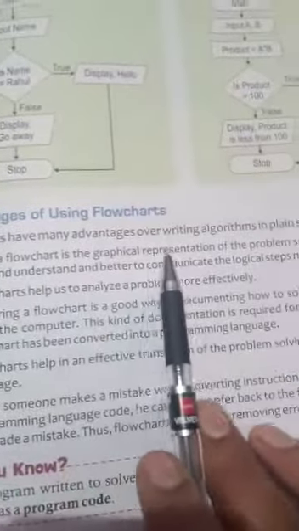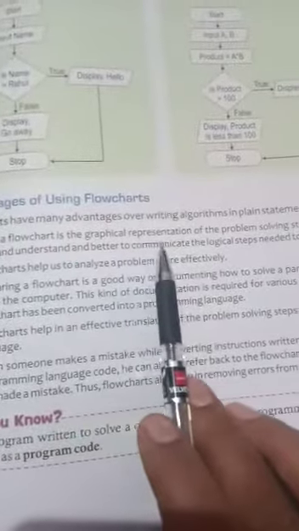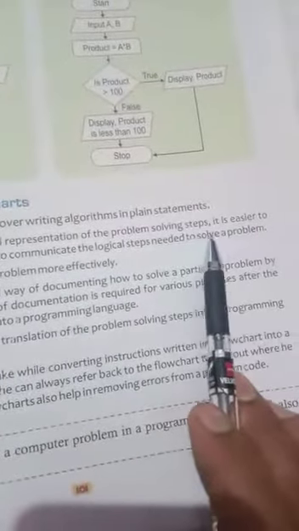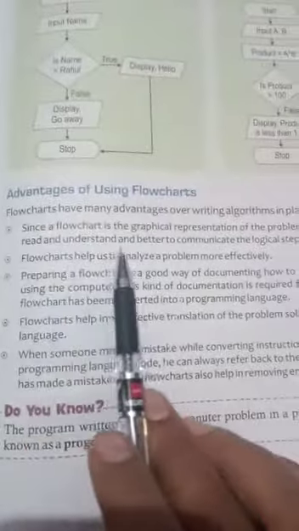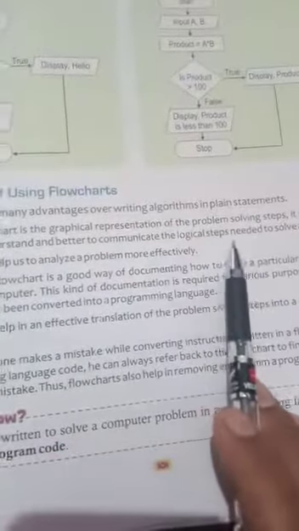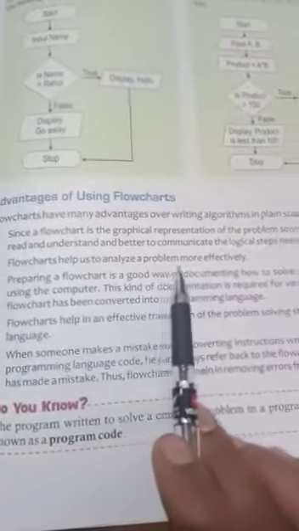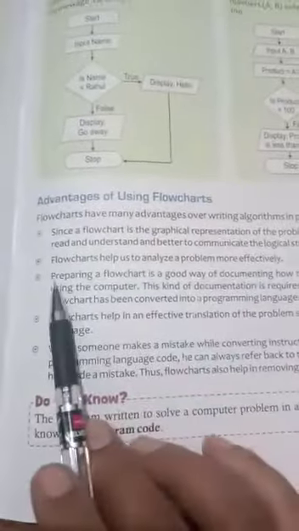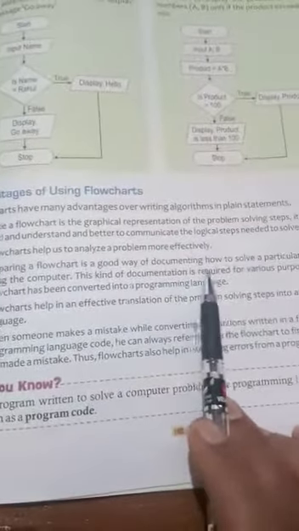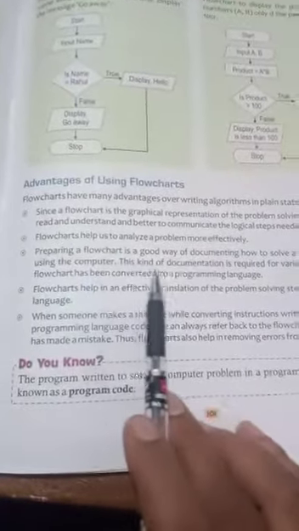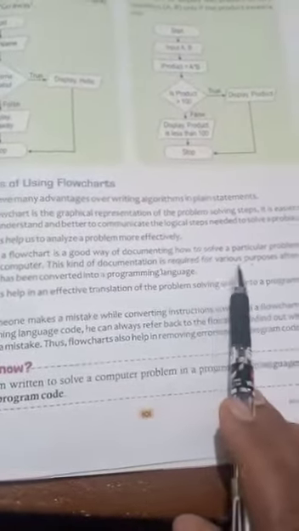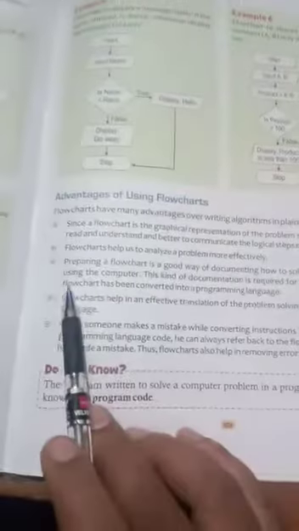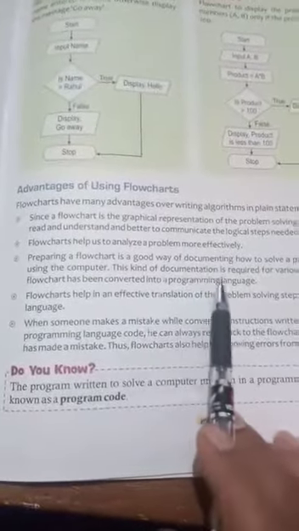Advantages of using flowcharts. Flowcharts have many advantages over writing algorithms in plain statements. Since a flowchart is the graphical representation of the problem solving steps, it is easier to read and understand and better to communicate the logical steps needed to solve a problem. Flowcharts help us to analyze problems more effectively. Preparing a flowchart is a good way of documenting how to solve a particular problem by using the computer. This kind of documentation is required for various purposes after the flowchart has been converted into a programming language.